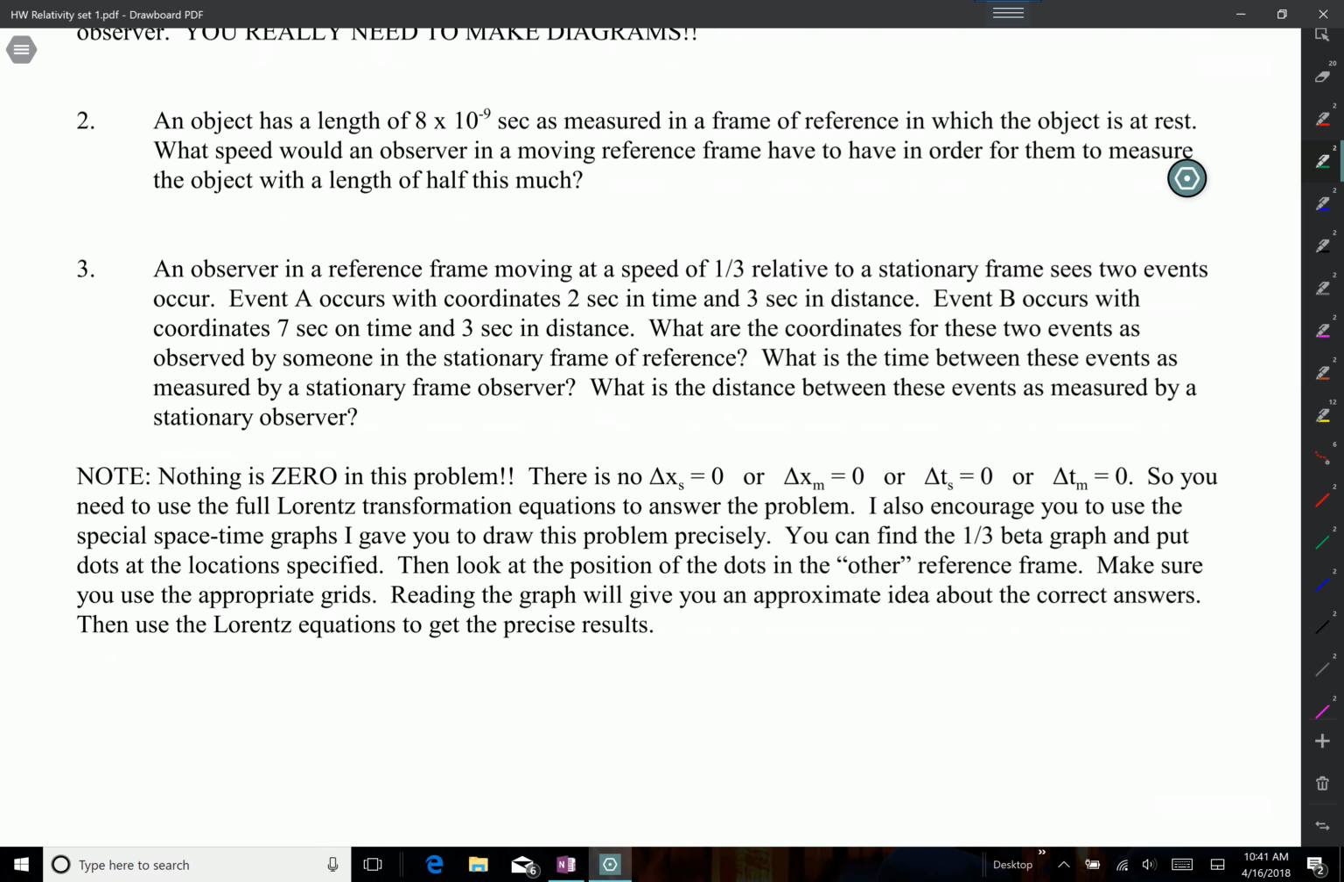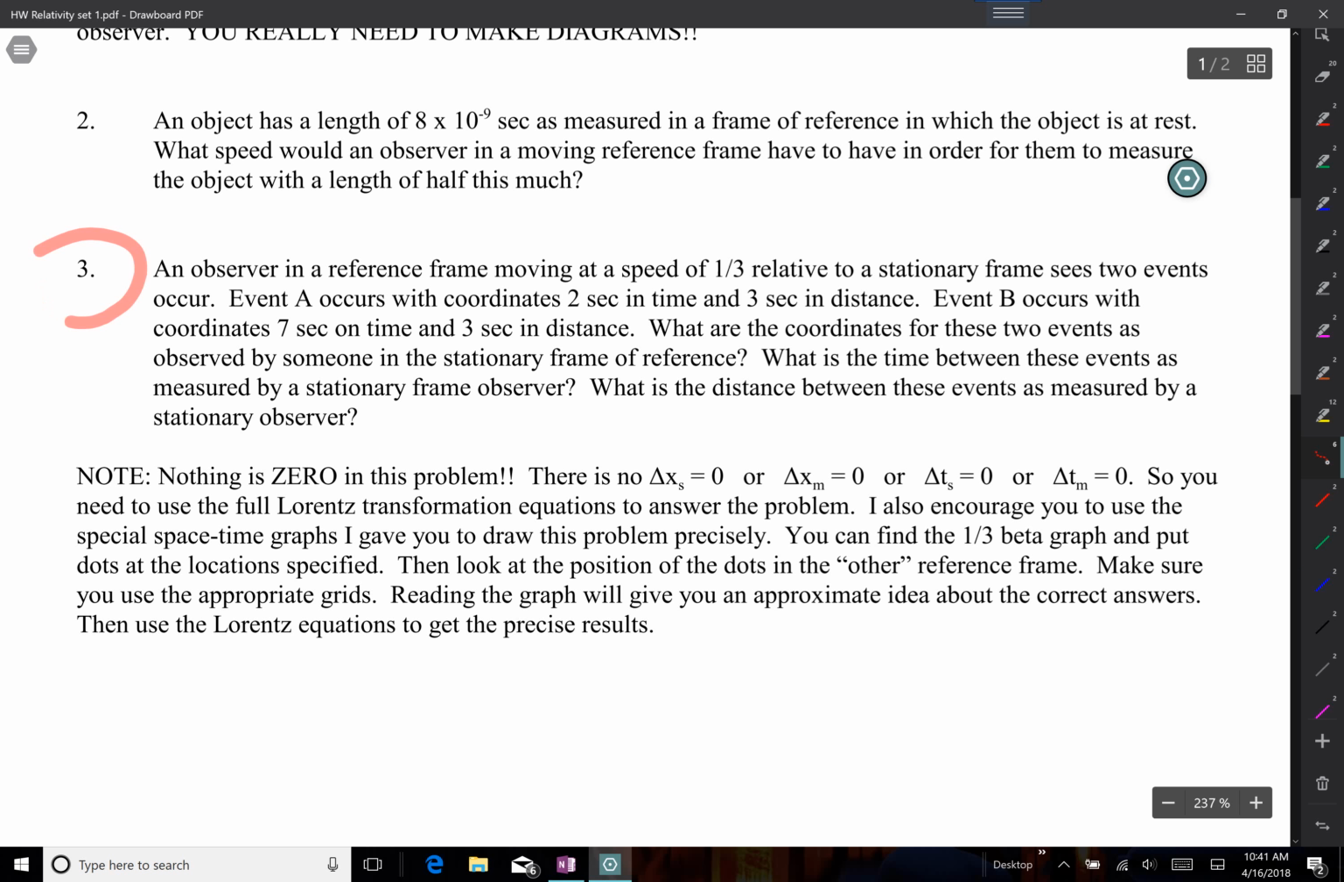Problem 3 says an observer in a reference frame moving at a speed of 1/3 sees 2 events occur, event A and event B, and it gives coordinates for those. And it wants to know what the coordinates are for the events in the stationary reference frame. So we're looking at this problem.